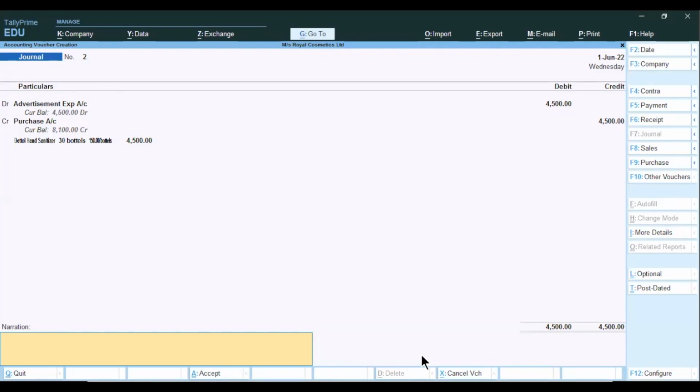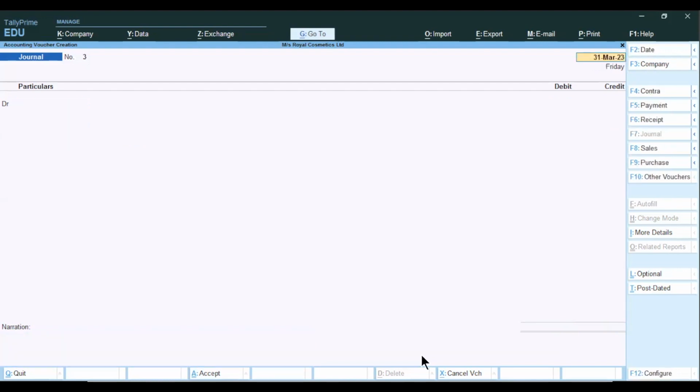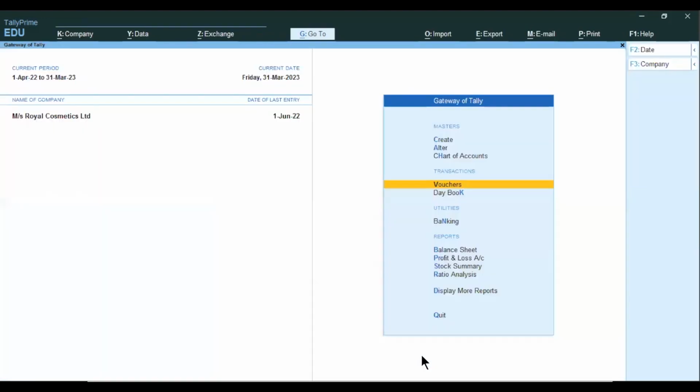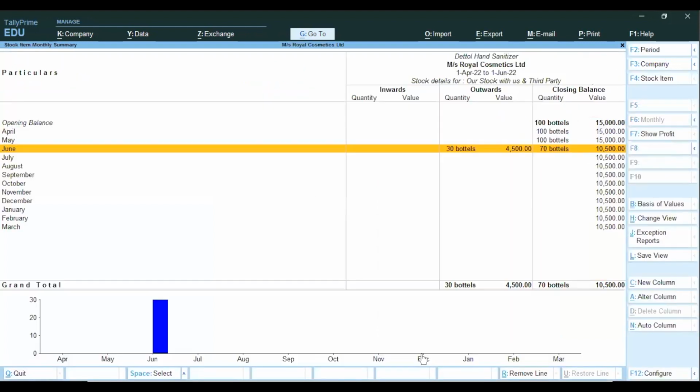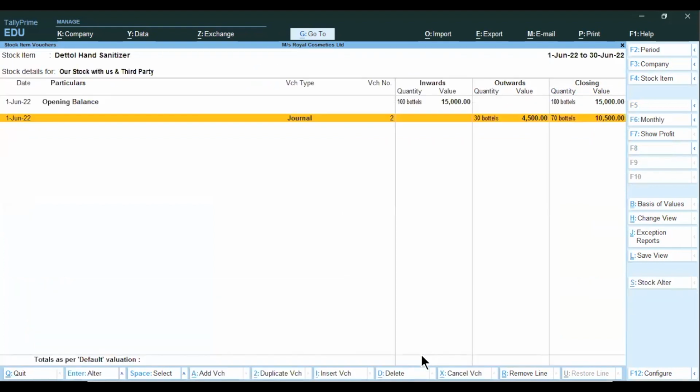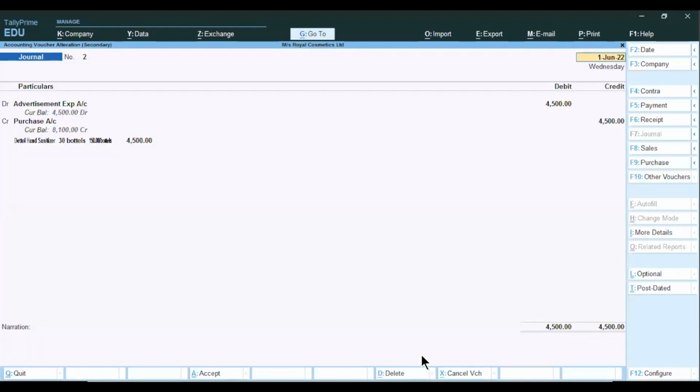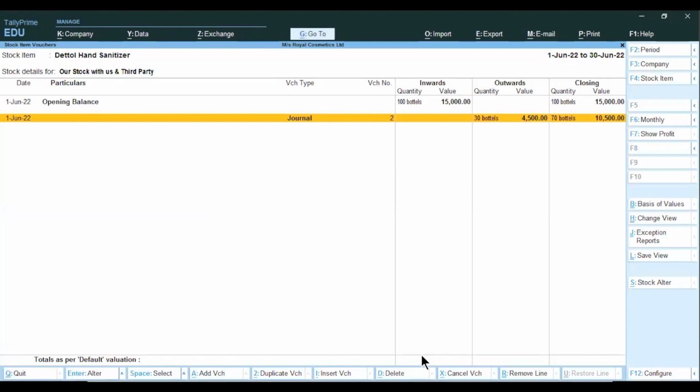Give narration and press Ctrl A. Again go to stock summary to check the report. Hand sanitizer, enter the transaction. To check the transaction, just press enter, enter, enter till you arrive at the transaction.